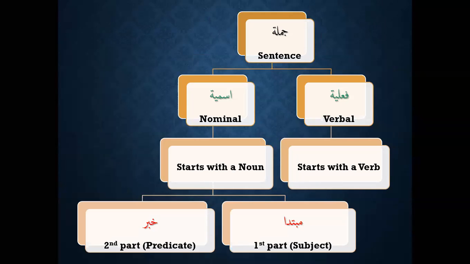The jumla, the complete murakkab, complete compound, jumla tam or murakkab tam is a sentence. Two types, fi'liya and ismiya. Fi'liya we will cover in future, inshallah ta'ala. Ismiya, when it starts off with a noun. First part is called mubtada, second part is called khabar. Mubtada, khabar, subject, predicate.